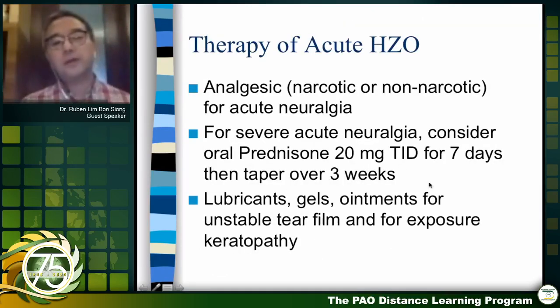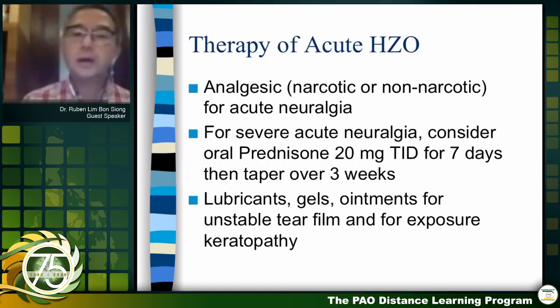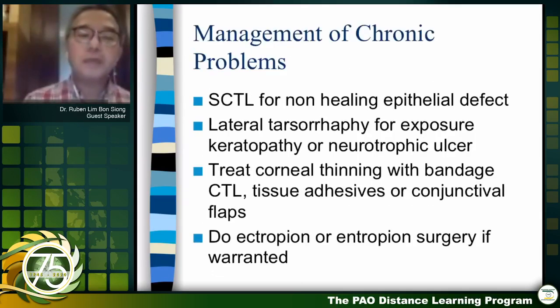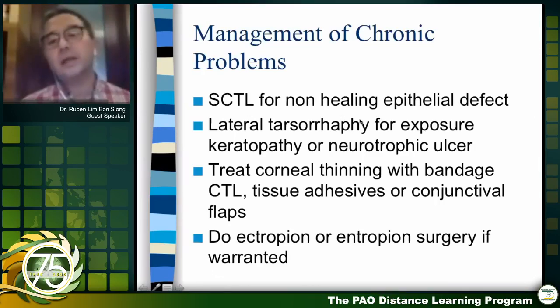Pain control is important. Oral systemic steroids may be given. If they have ocular surface problems, you can give lubricants and gels, just to support them. That is supportive management. If you have chronic problems, such as a non-healing defect because it became neurotrophic, then you might have to put them on a bandage contact lens. Or sometimes you have to do a tarsorrhaphy if there's exposure. You can try the contact lens first. If it doesn't work, then sometimes you have to do a tarsorrhaphy.